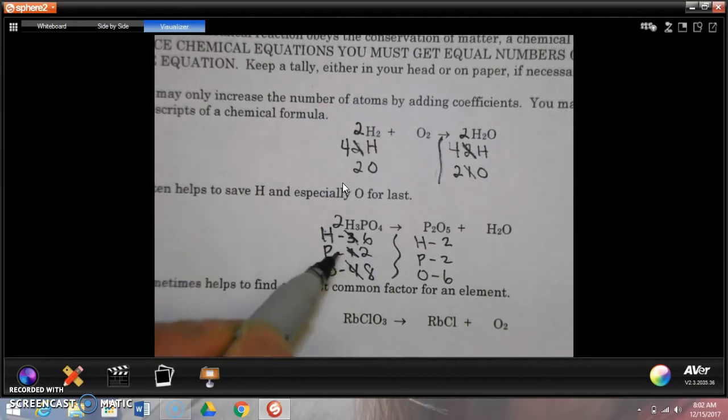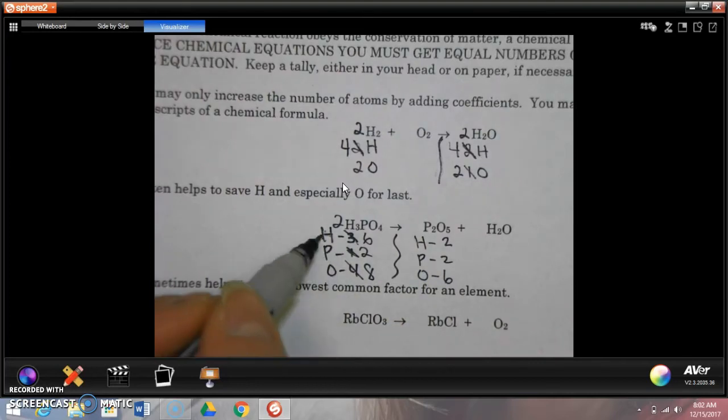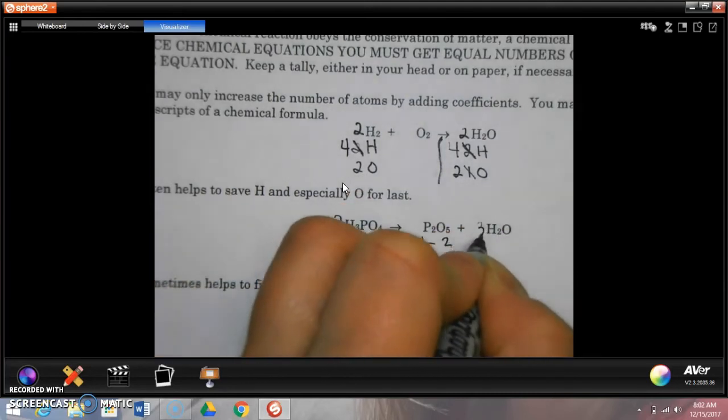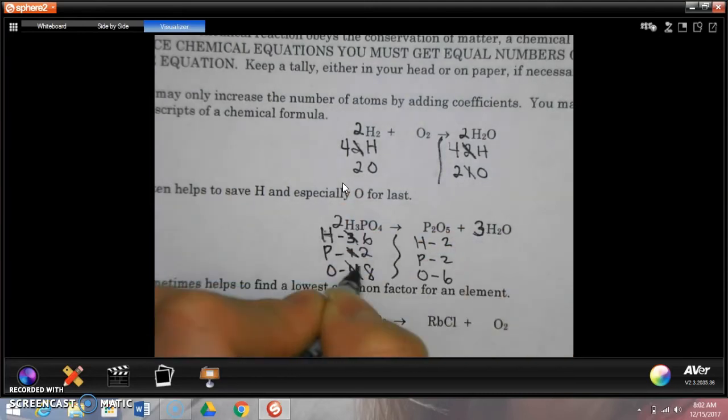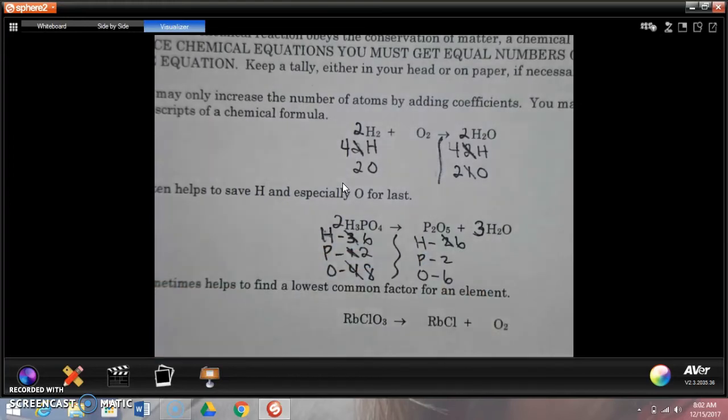Okay, so let's go to hydrogens next because my phosphorus are balanced. So 6 hydrogens here, only 2 here. So I can put a 3 out in front because 3 times 2 is 6. So I get 6 hydrogens on the product side.